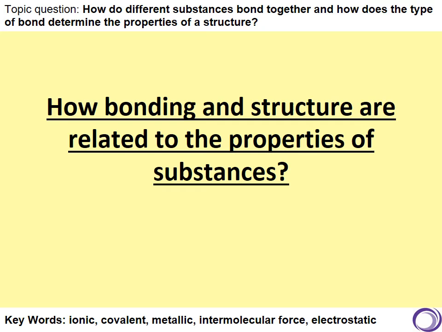We've looked at how different atoms bond together. We now need to look at how that bonding influences the properties of the substances and how the structures are formed.